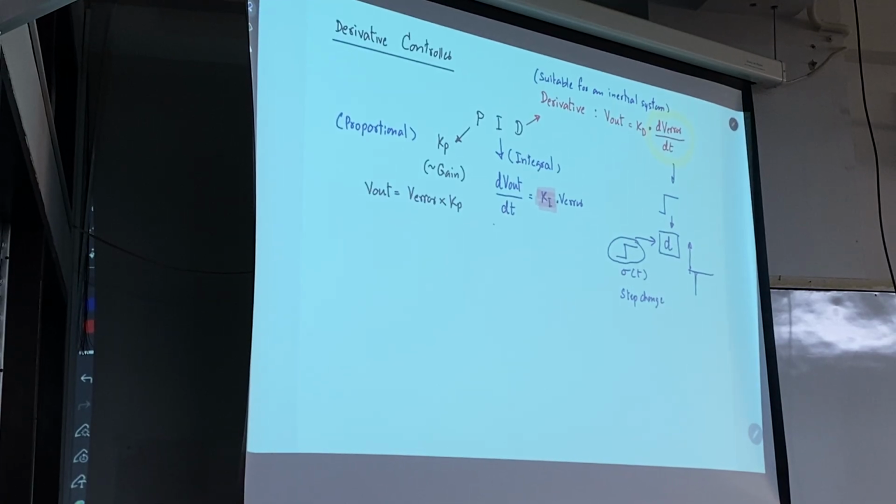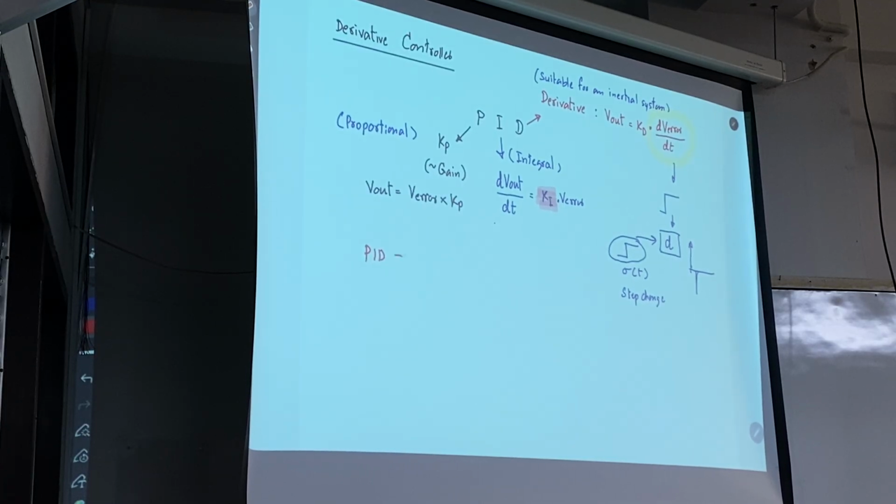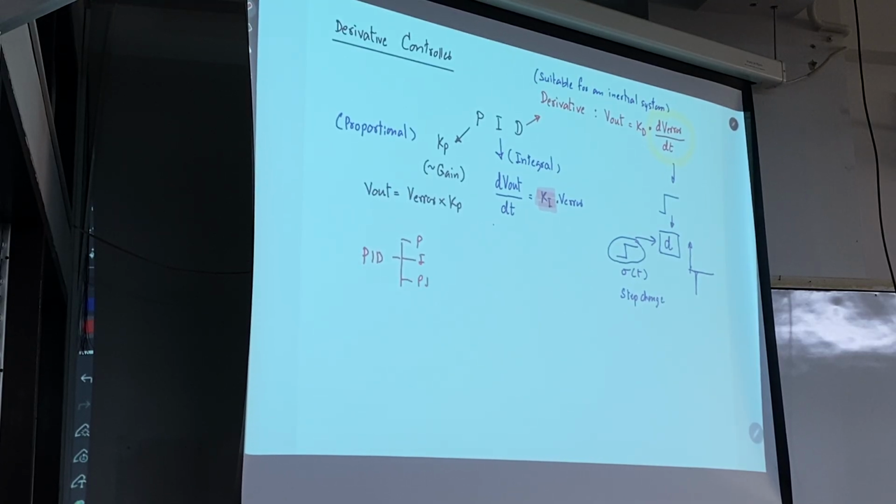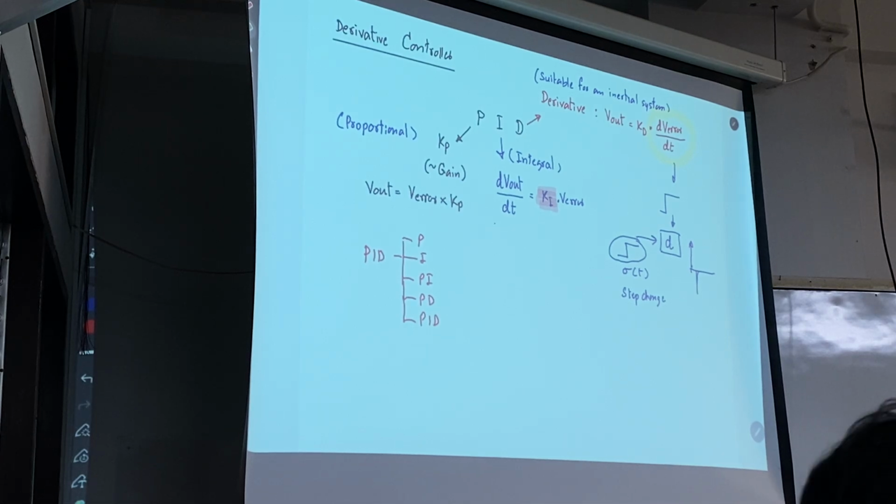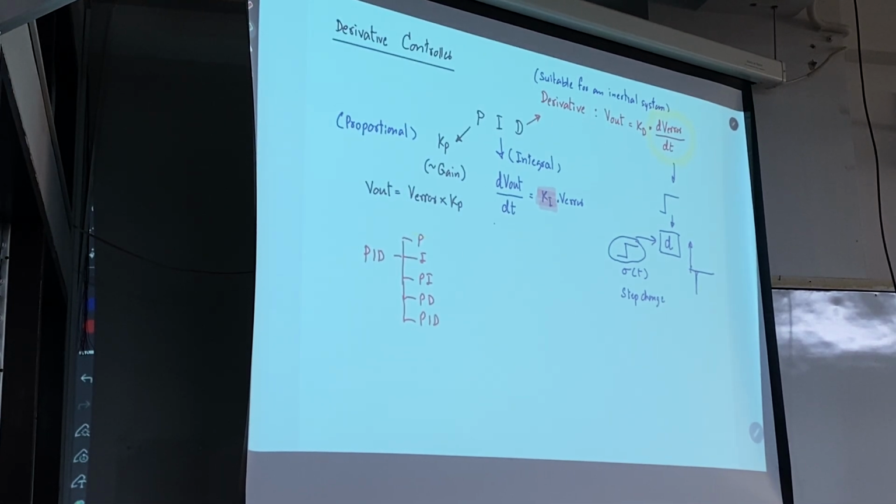Usually we have 5 modes for PID control. As I told you from the beginning, we can use only P alone, I alone. We can use PI, we can use PD, and at the end we use PID. Due to the property of each parameter, most of the time I see the automation systems in industry use PI and PID. But in Thailand, I have seen that they always use PI.